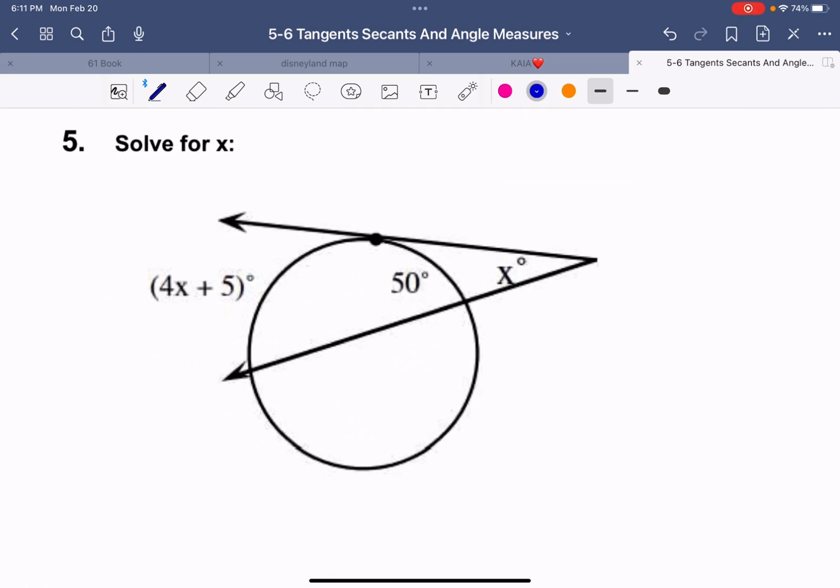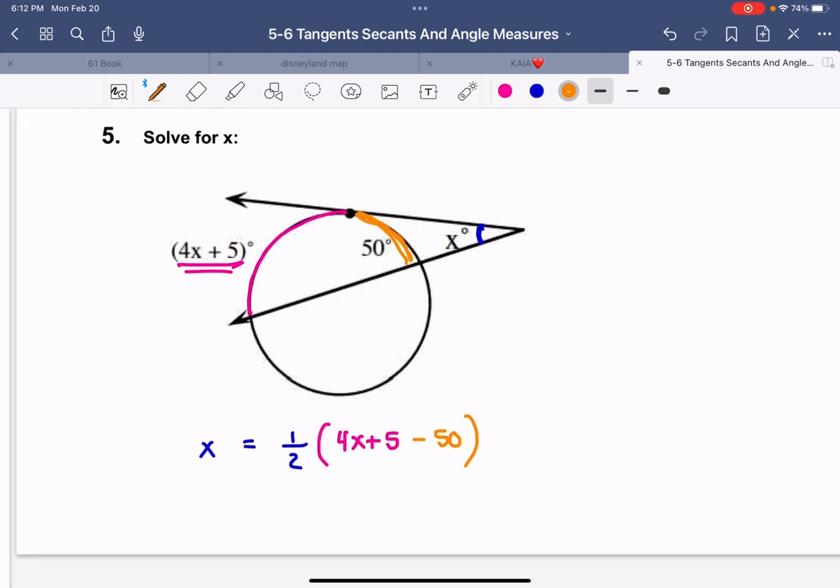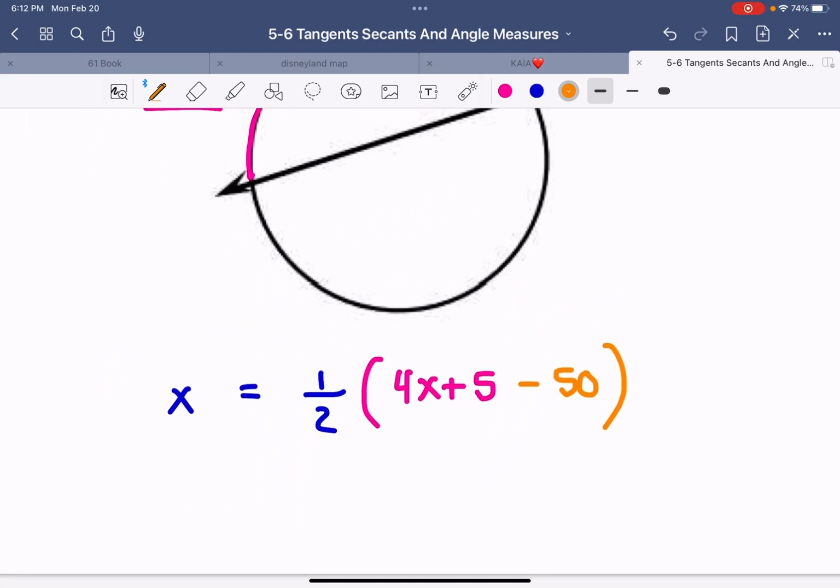All right, and our last maybe challenging one, just because we have a few more variables here, we can see that we're trying to find x, but we do have an x in two different places. X is this angle out here formed by our tangent and secant. So we're going to write that equation. This angle, x, can be found by taking 1/2 the difference of the intercepted arcs. So this guy, 4x plus 5 minus 50. And we solve this equation.